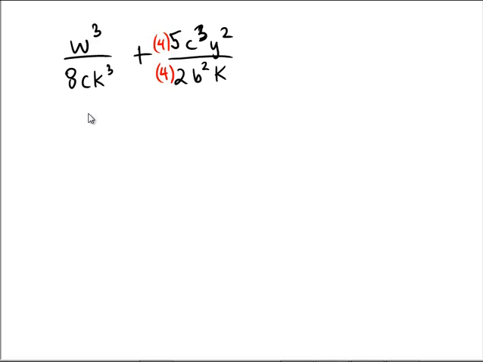The left has a c, the right does not, so I'll put a c top and bottom. The left has k cubed, the right only has k, so I'll have to put in 2 extra copies of k, so there's a k squared. And then on the right there is a b squared that isn't located on the left, so I'll have to put that over here.